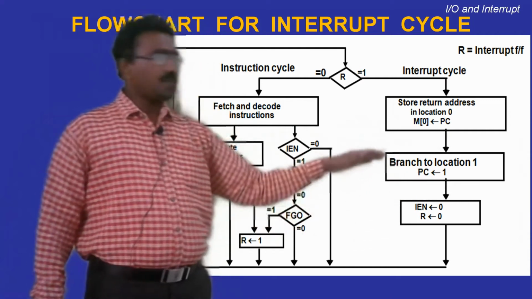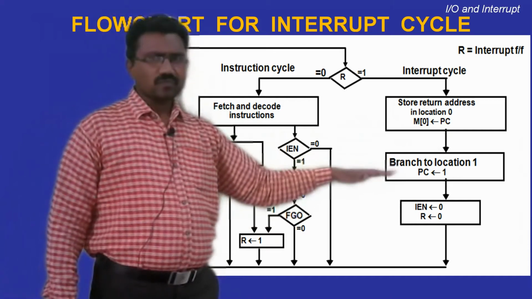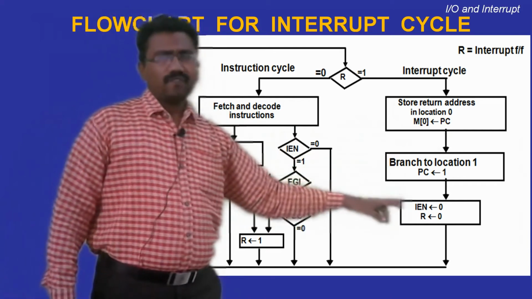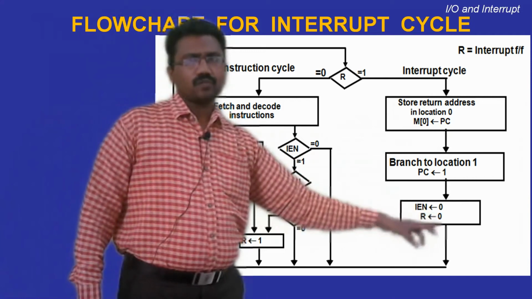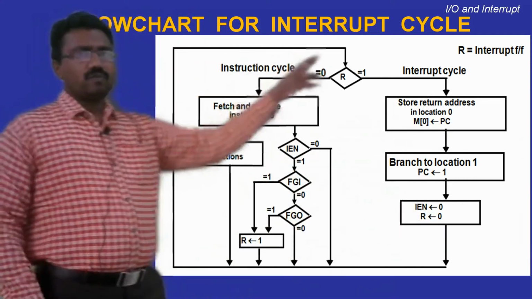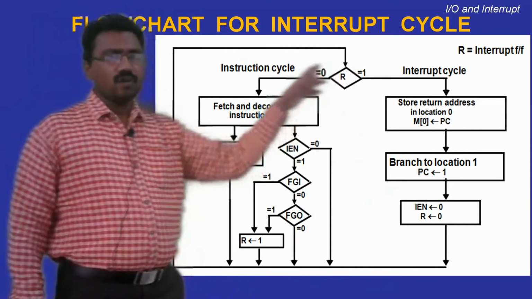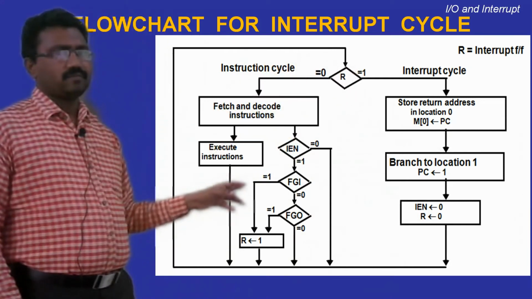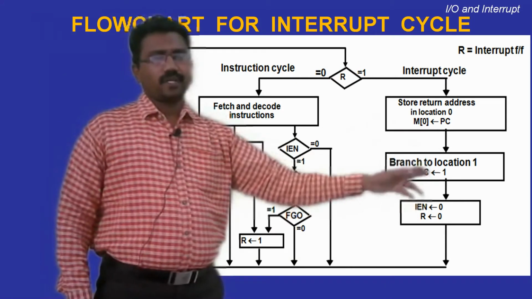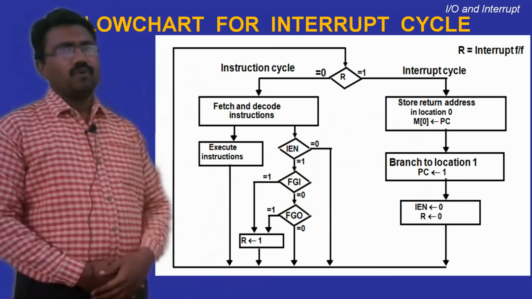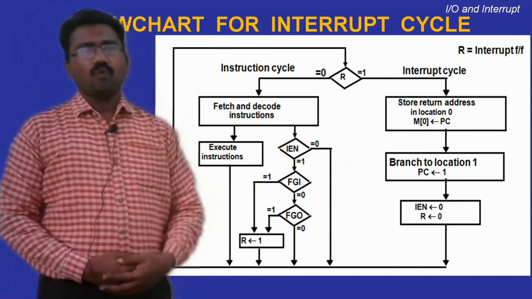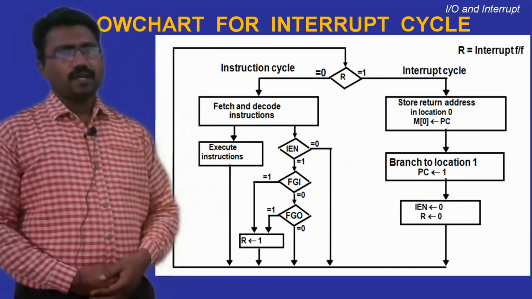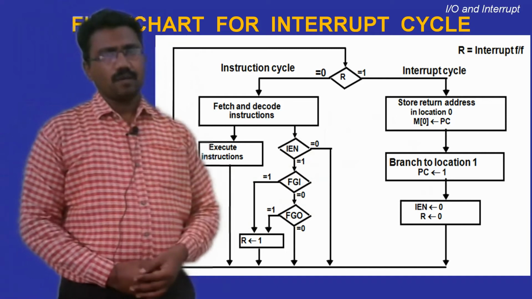Then process the interrupt. After processing the interrupt, IN is 0 and the R flip-flop is set to 0. So again control goes back to the first step. If R is 0, instruction cycle. If R is 1, interrupt cycle. This is the flowchart for the interrupt cycle in the basic computer. We have seen the steps involved in the interrupt cycle in a basic computer.